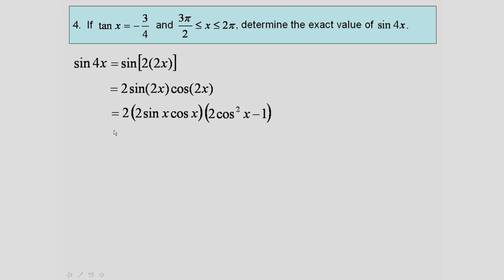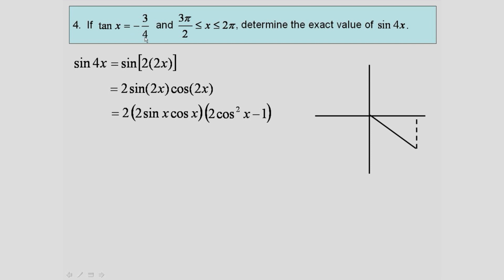All right, so where do we go from there? Well, the good news is everything's in terms of just x now. There are no more 2x's, and there are certainly no more 4x's. All we know about x, though, is that its tan ratio is negative 3/4, and it lies between here and here. So how are we supposed to figure out the sine and the cosine ratios so that we can actually evaluate this? Well, if we draw it, we know that the angle x lies between 3 pi over 2 and 2 pi, which is going to put you in quadrant number 4.